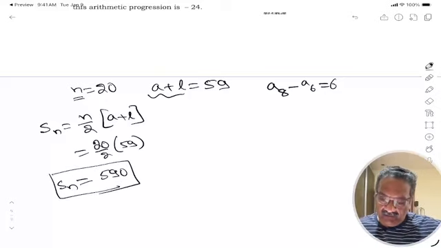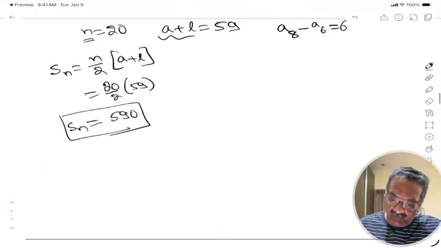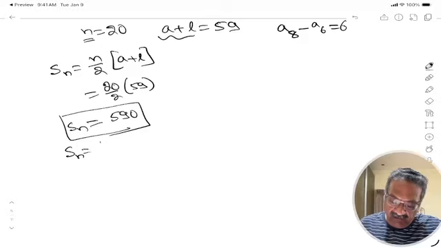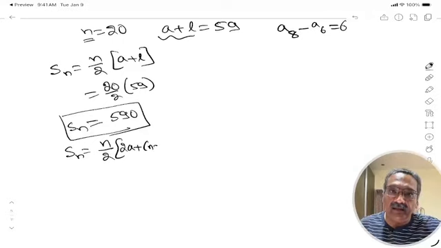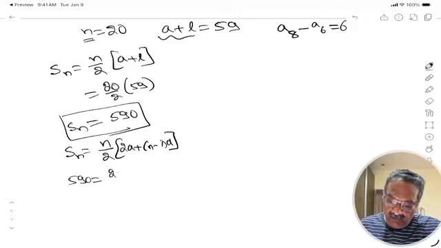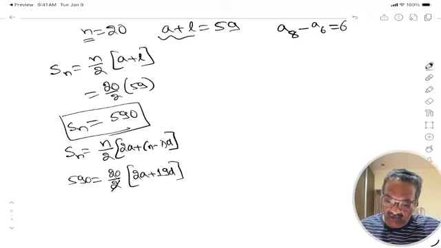We have Sn as 590. We also have one more formula we know for Sn. Sn is equal to N by 2 into 2A plus N minus 1 D, or we can say 590 is equal to 20 by 2 into 2A plus 19D. 2 ones are 2 tens are 10 is 0. So we get 2A plus 19D is equal to 59.